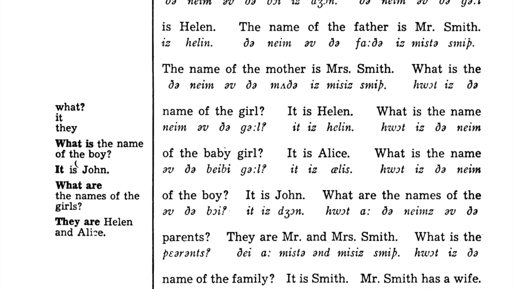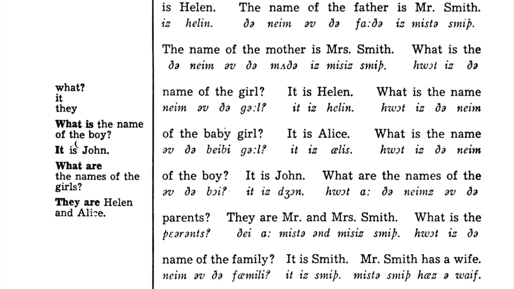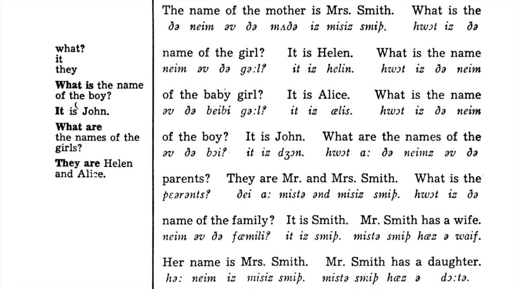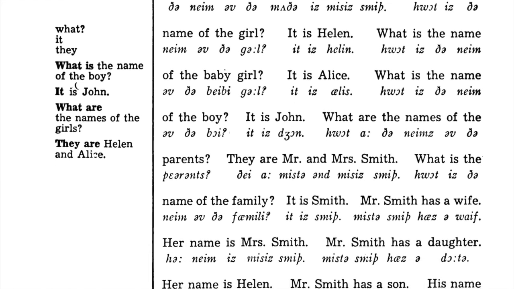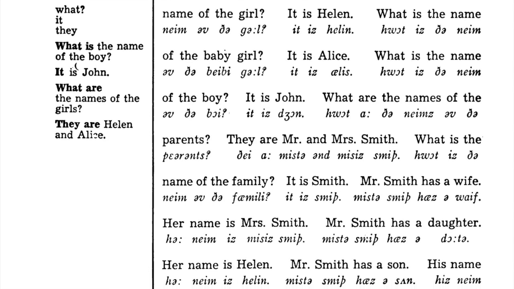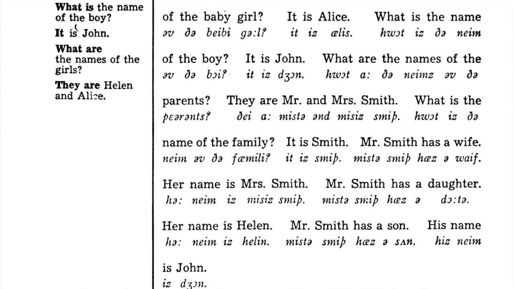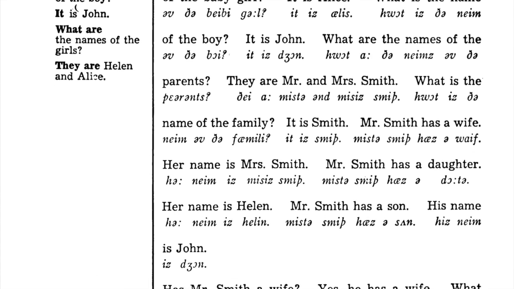What is the name of the baby girl? It is Alice. What is the name of the boy? It is John. What are the names of the parents? They are Mr. and Mrs. Smith. What is the name of the family? It is Smith.